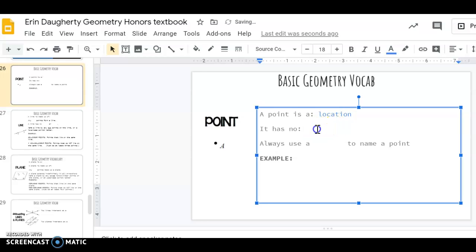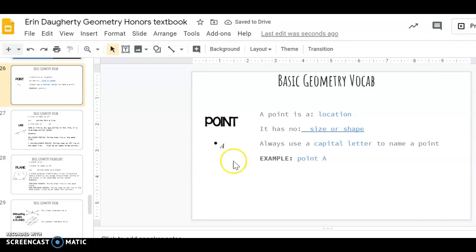It's just a location, kind of like if I were to say a meeting point where two people would meet up, that would be a location, and that has no size in mathematics. It has no size or shape. All right, and you always use a capital letter to name a point. And take out that extra space there. So the way that I would identify this point right here is just by saying point A with a capital letter. So that's all that we would do for points.